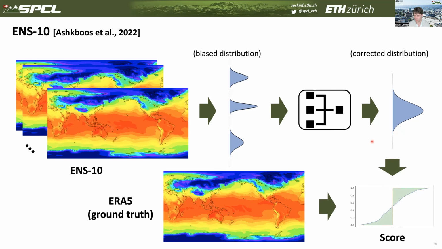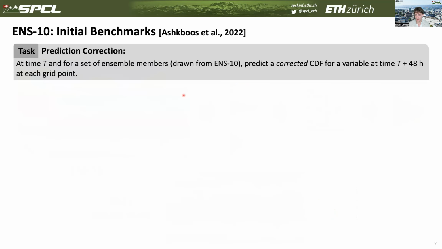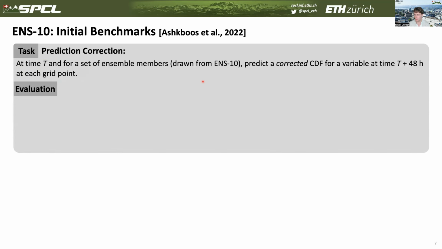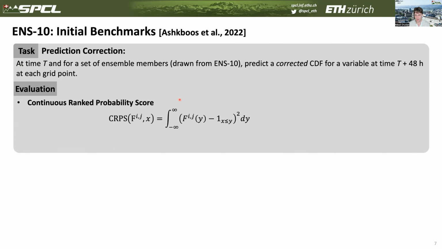corrected distribution. To be a little more formal, the task is prediction correction, where at a given time t and for some set of ensemble members, you don't have to use all of them, you want to predict a corrected CDF for some variable 48 hours in the future. And to evaluate this, we'll use two different metrics. The first is Continuous Ranked Probability Score, CRPS. This essentially measures the improvement in forecasting skill that you get across the entire world.